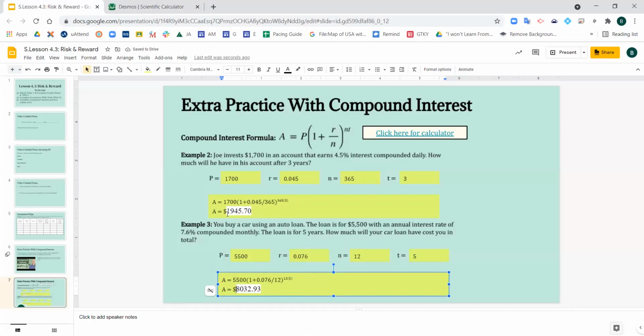And that's it for compound interest. You have a few more practice problems that I'm going to have you do on your own. Good luck, and I'll see you soon.